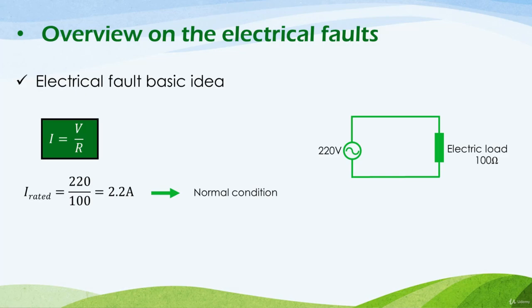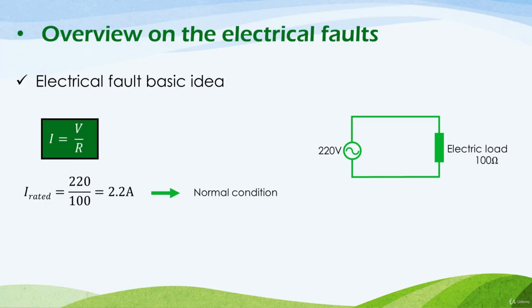And for that, all the circuit components are designed to withstand the rated current. For example, those electrical wires have a cross-sectional area that withstands that rated current. So that's about the nominal case or the normal case of working.